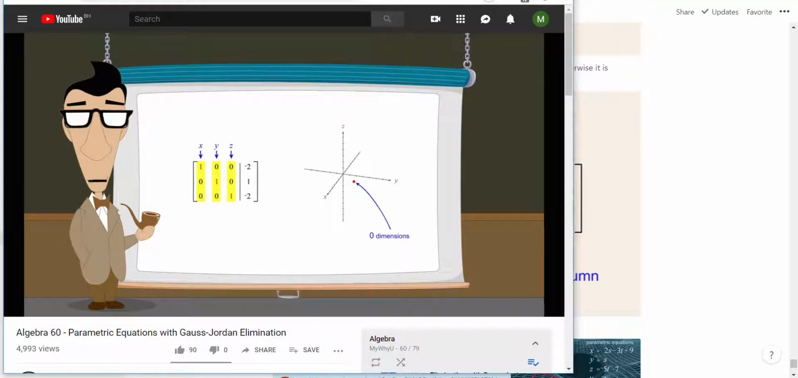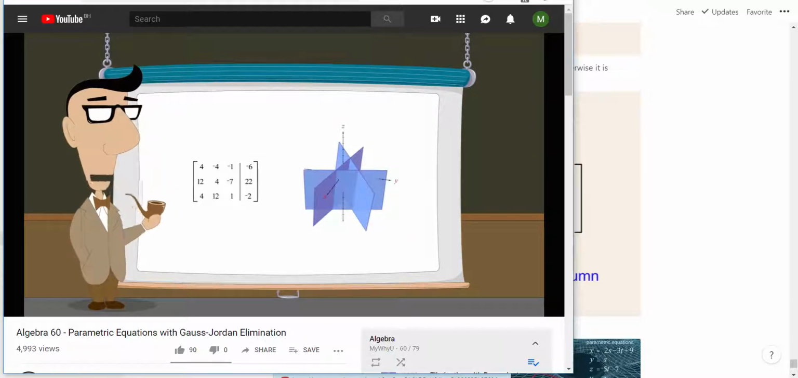In the next lecture, we will use Gauss-Jordan elimination to transform systems of equations with no solutions and follow how its graphical representation changes during each step of the process.